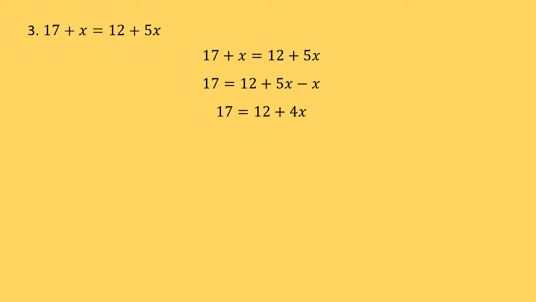17 equals 12 plus 4x. Next, you can take 12 from both sides. 5 equals 4x. Finally, you have to divide both sides by 4 because the coefficient of x is 4. Then you will get the final answer x equals 5 divided by 4.